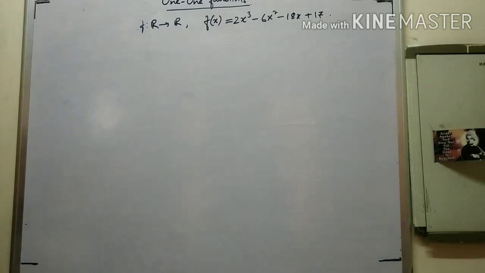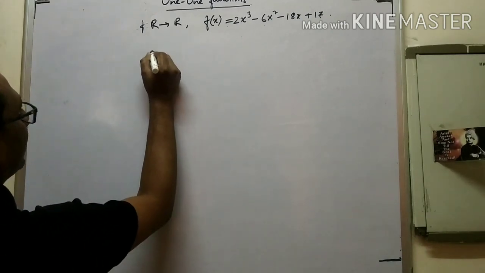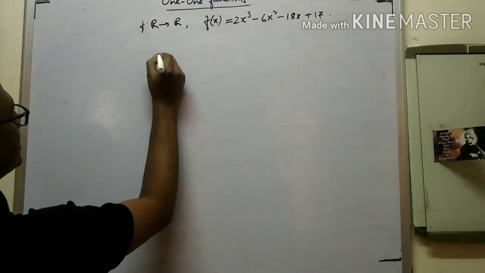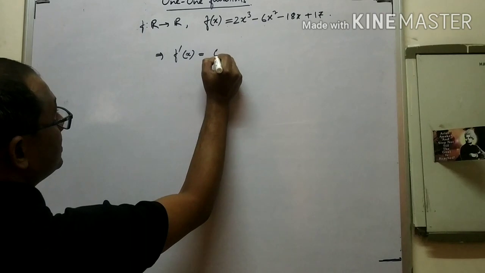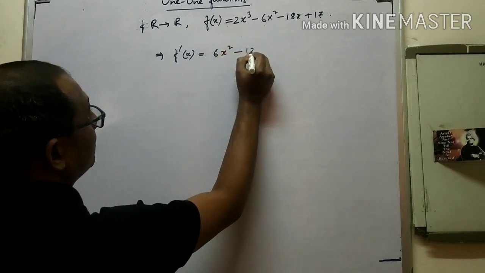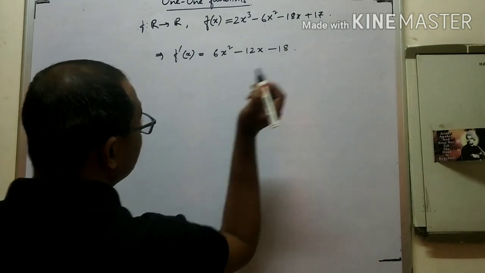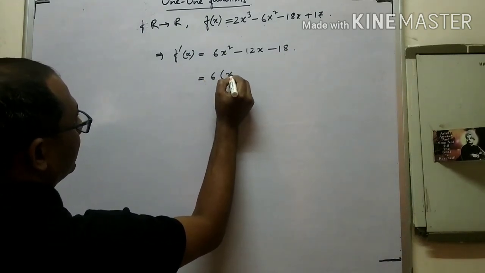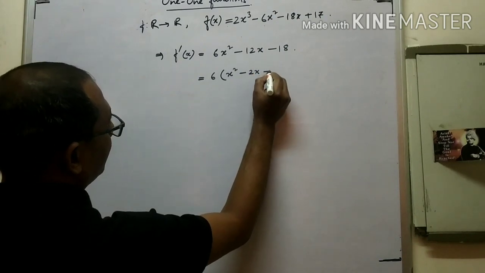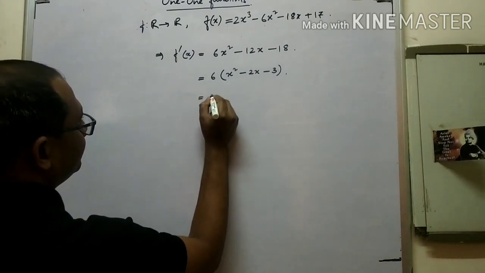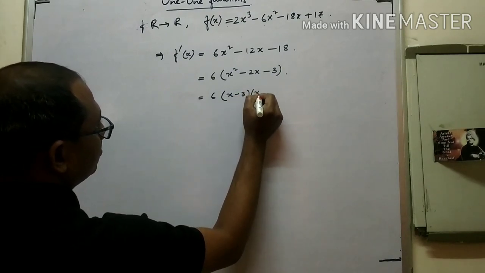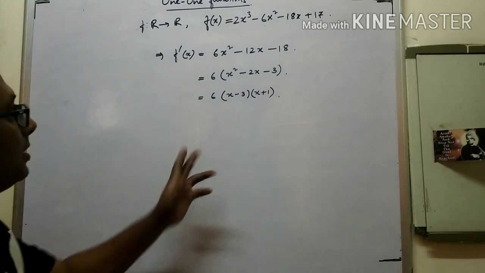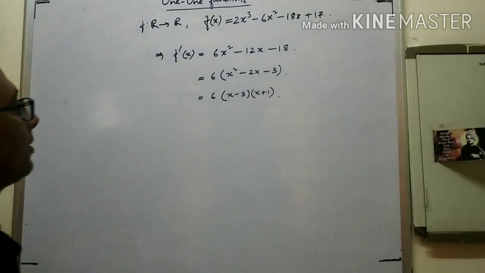Okay, so it is a cubic function, we'll go for the third method. Let us find out the derivative f'(x). So what we get here is f'(x) equal to 6x square minus 12x minus 18. 6 can be taken common, so we'll be left with x square minus 2x minus 3. Let me factorize it: x square plus x minus 3x minus 3.